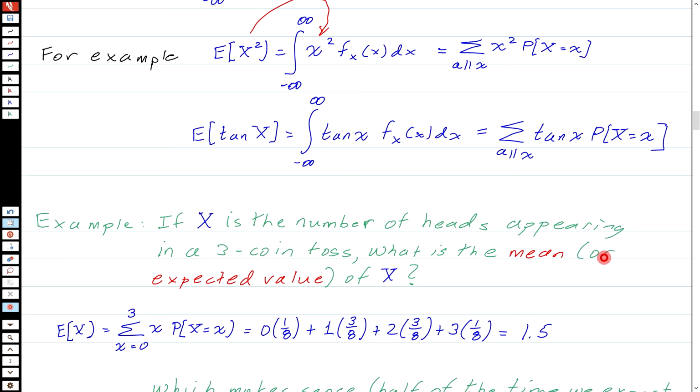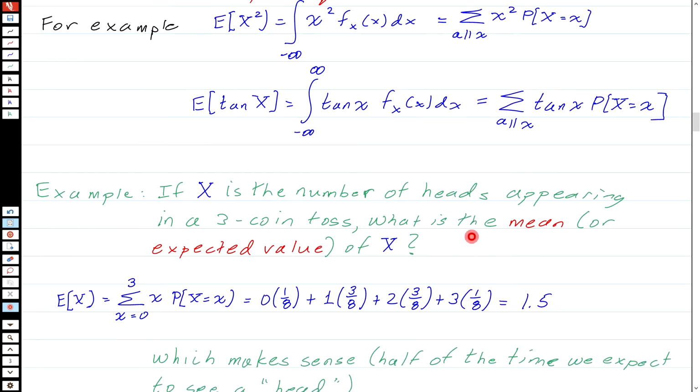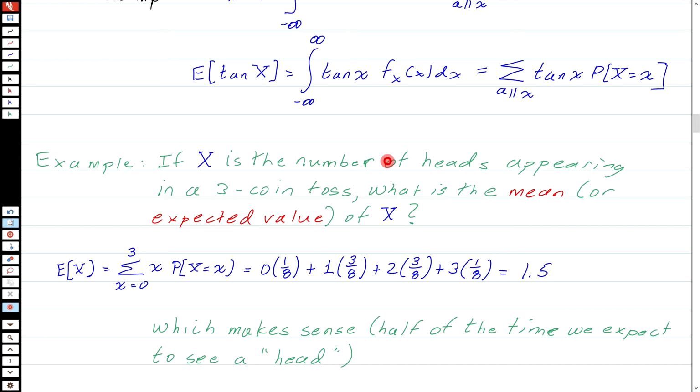So let's go back to our usual three-coin toss. What is the mean or expected value of X, where X is the number of heads appearing in our three-coin toss? So this is a discrete random variable. So the expected value of X is the sum from 0 to 3 of x times the probability that X equals x.